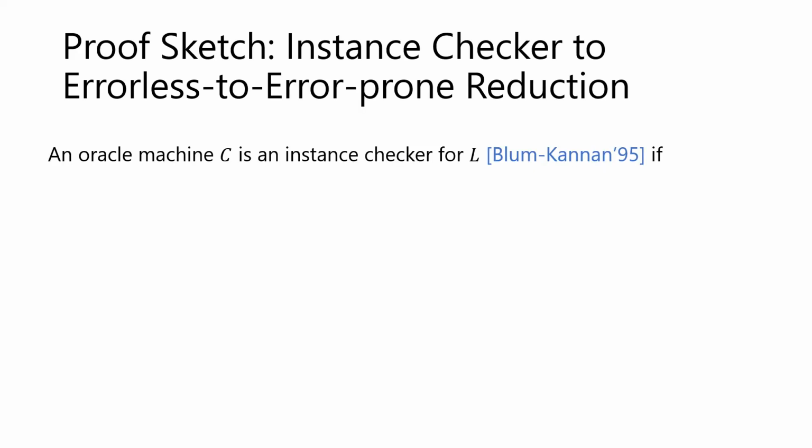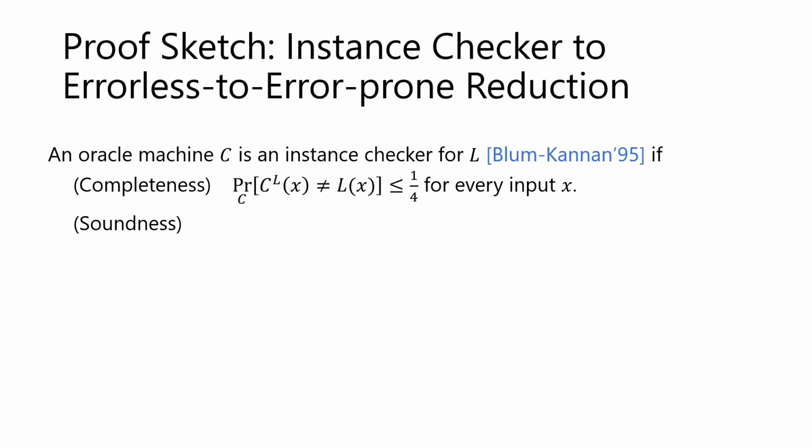Let me explain the key idea of our paper. Namely, I'm going to explain the connection from the instance checker to errorless versus error-prone average case complexities. In order to explain this, let me first recall the notion of instance checker. An oracle machine C is called an instance checker for language L if we have the following two properties. The first condition, which is completeness, says the following. If you are given the correct oracle L, the probability that the instance checker outputs a wrong answer is at most a quarter.